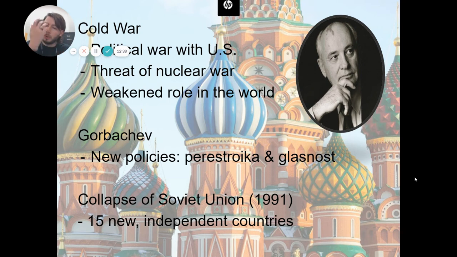So after World War II, the Soviet Union is on the up and up. Like during World War II, the Soviet Union was a super powerful force in the world. They were allies with the United States. The United States was kicking Germany's butt from the West. The Soviet Union was really kicking Germany's butt from the East.